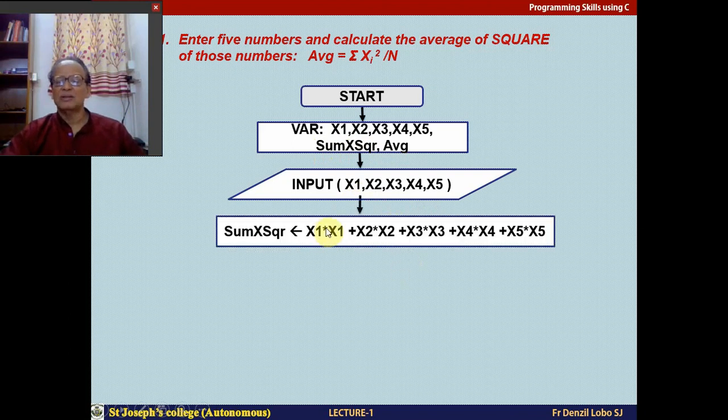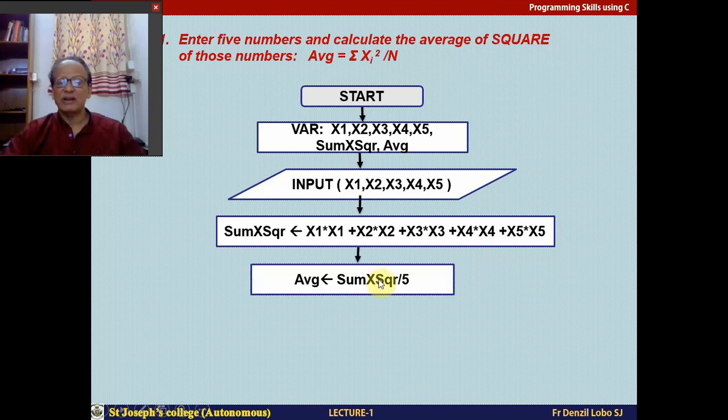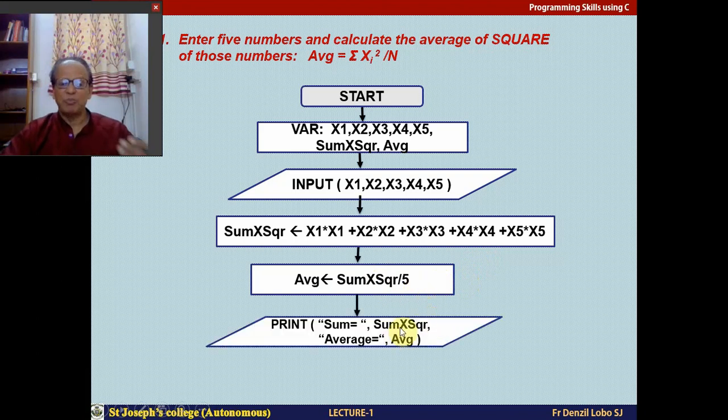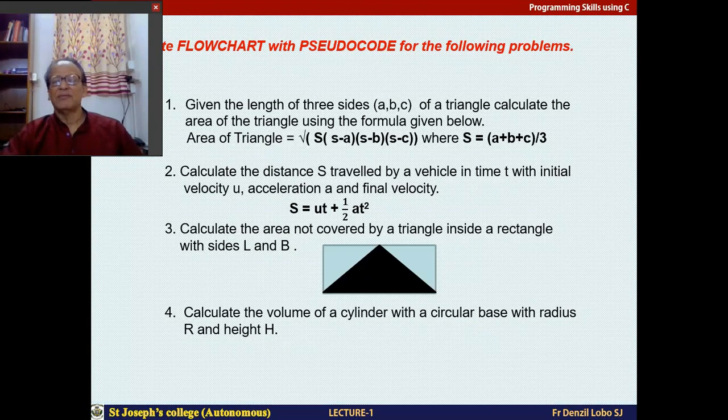Now you find out the sum of squares, x1 into x1 plus x2 into x2, like that up to x5 into x5. That is the sum of squares of these numbers. Now the next step is to find out the average. So I've got sum x square, divided by 5, I get the average of those numbers. And you display the sum x square, the sum of the squares of those numbers, and the average of those numbers. With that, we have written the next flowchart with pseudocode to find the sum of squares of 5 numbers. And with that, we come to a few more problems which I would like you to work out.